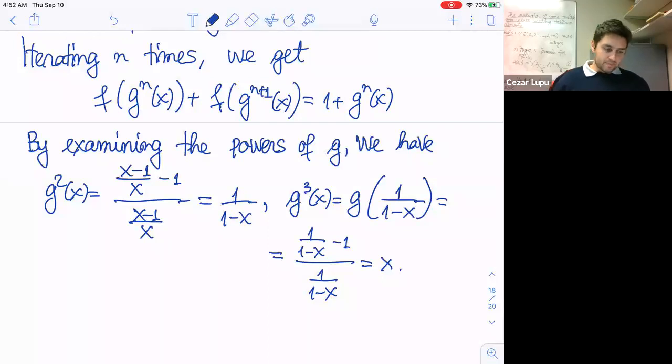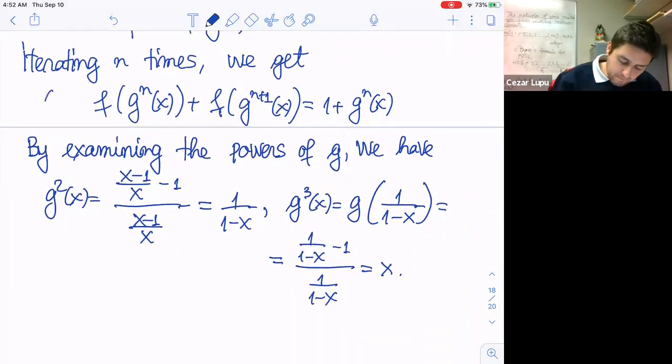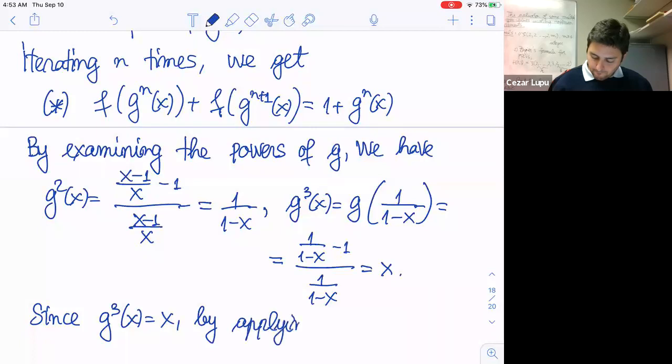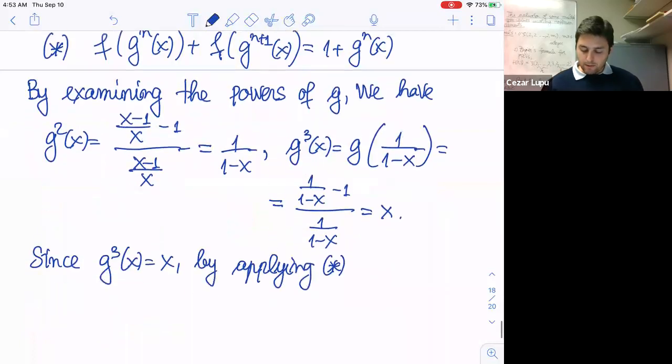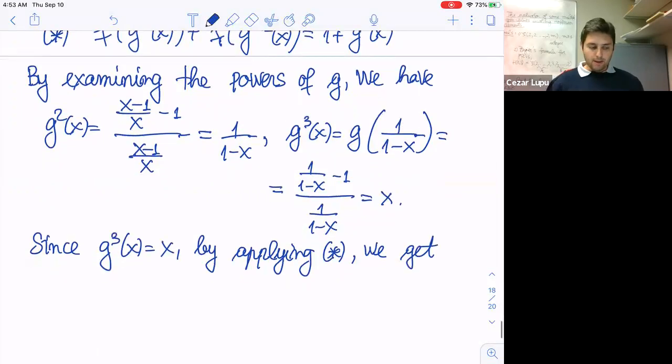Okay. Now let's call this star. So I know that g cubed is x. Well, since g cubed of x is x, by applying star, we get the following. Let's see, what do we get?